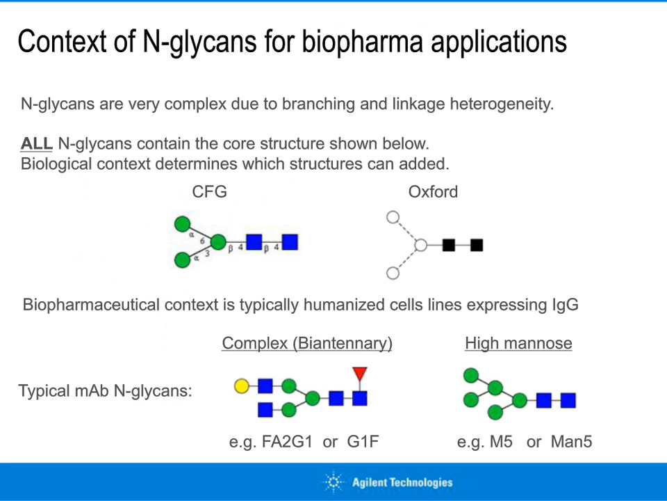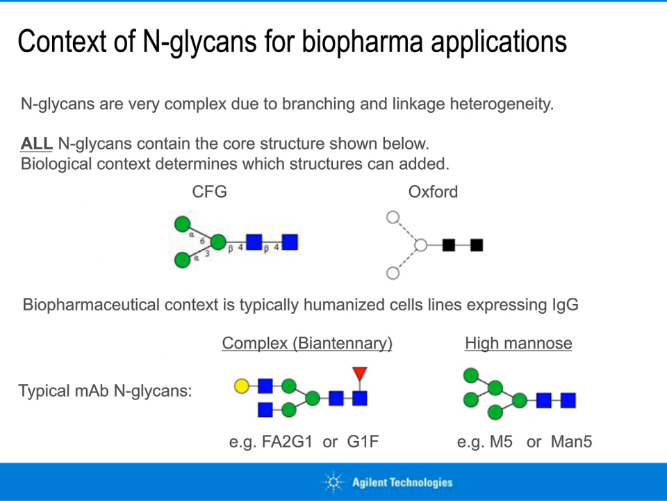N-glycans are a very complex type of post-translational modification because they are composed of several types of monosaccharide, which are connected in a branched structure by various types of glycosidic bond. All glycan structures contain the core structure, shown here in CFG and Oxford-style notation. The range of glycan structures which can be built on top of this core is dependent on the biological context. For the biopharma industry, this context is usually humanized cell lines from one of a handful of popular cell types.